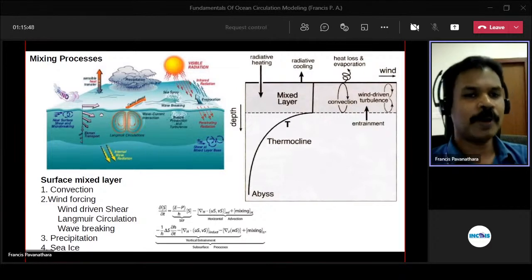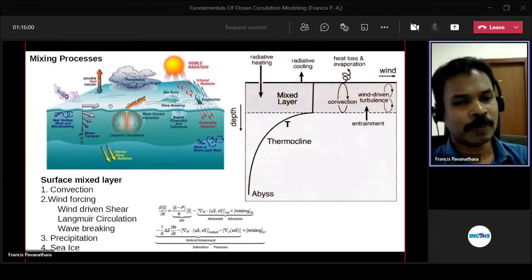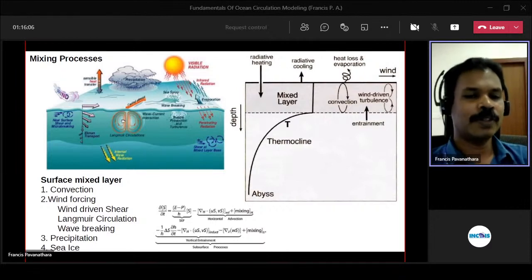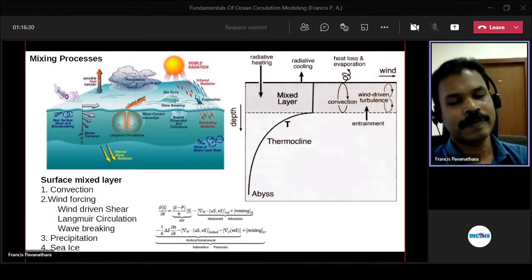Then another important part of the wind is that once the wind is applied over the surface of the ocean, the second important, or maybe what we see much more prominent, is the generation of wind waves. And wind waves are also going to be responsible for mixing. And this process is called Langmuir circulation. So along the direction of the wind, you can start seeing circulation cells. We call them Langmuir circulation. And Langmuir circulation is also a mechanism that brings the subsurface water up and surface water down.